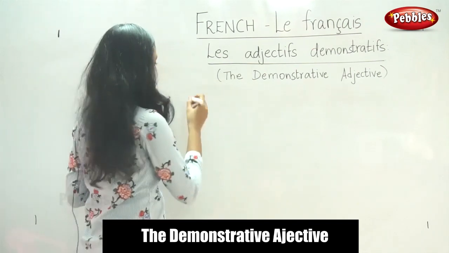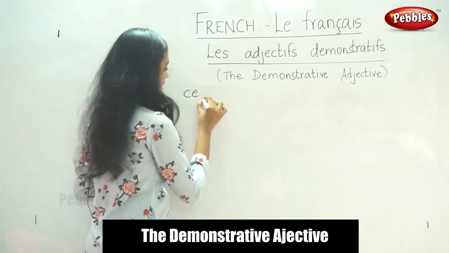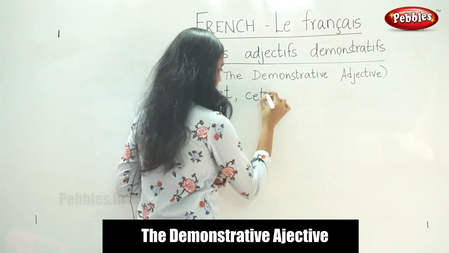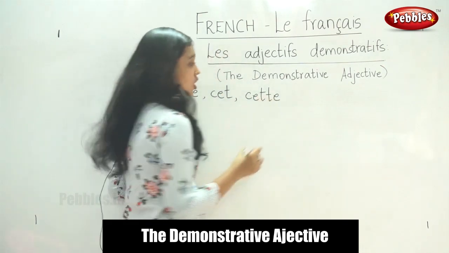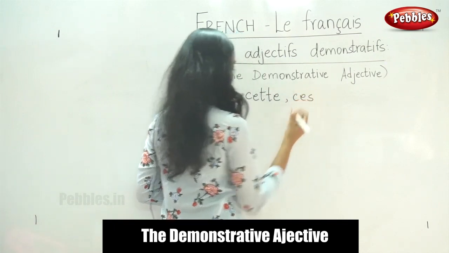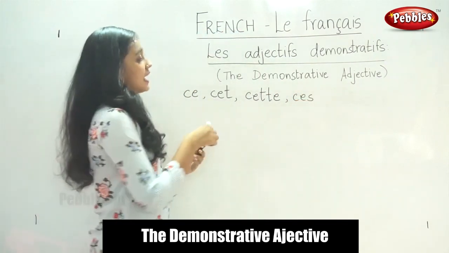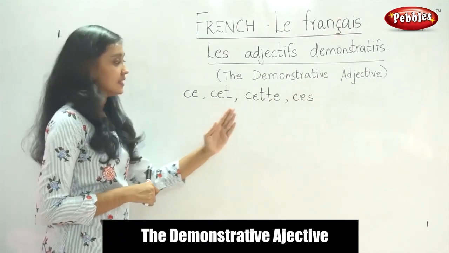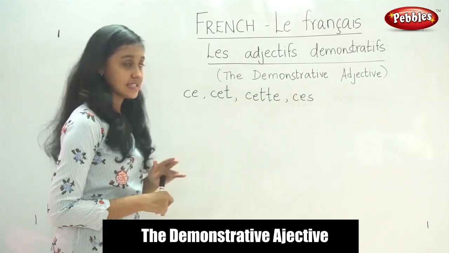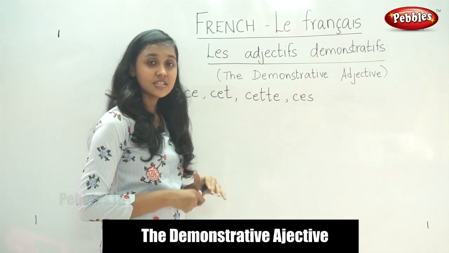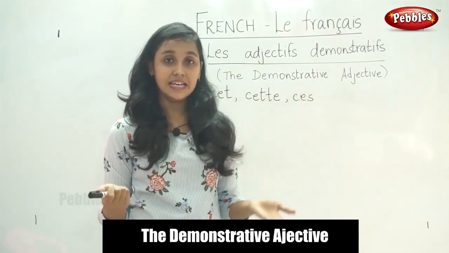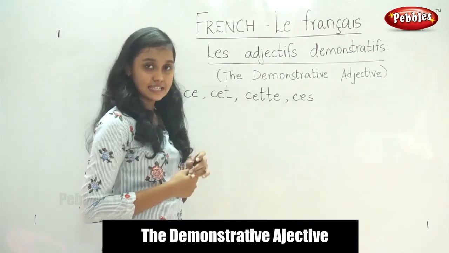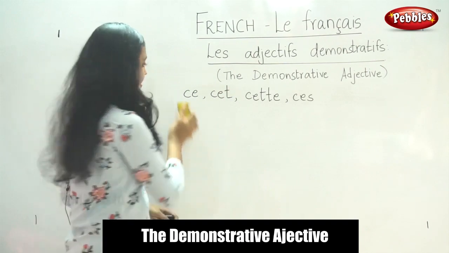We use either ce, cet, cette or ces. So these are the four demonstrative adjectives we use in French: ce, cet, cette and ces. So what do we use demonstrative adjectives for? To show a person, a place or a thing. Ce, cet, cette and ces. So shall we see the use of each one separately?